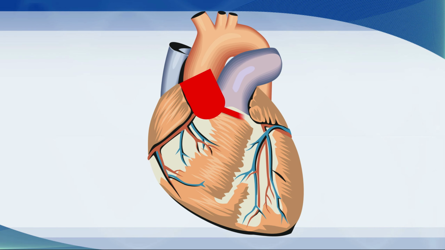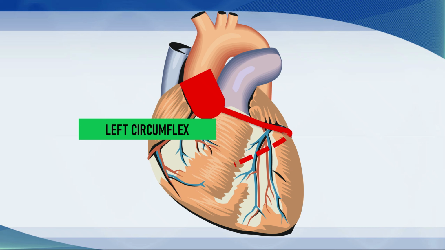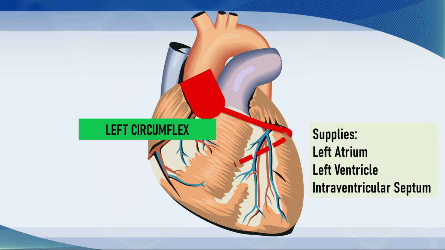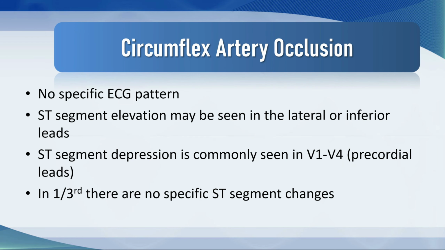The left circumflex artery travels along the atrioventricular groove to the posterior aspect of the heart. It supplies the left atrium and the lateral and posterior walls of the left ventricle. Circumflex artery occlusion has no specific ECG pattern. ST segment elevation may be seen in the inferior or lateral leads. There may be depression seen in the V1 to V4 precordial leads, and in 1/3 there are no ST segment changes seen.